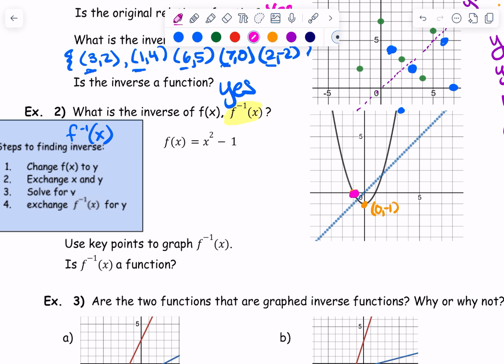Okay. And then let's look at another nice point. We're just going to pick one out. How about this point? This point is (1, 0). So that is going to go to (0, 1). Okay, and you can already see this graph kind of taking shape.